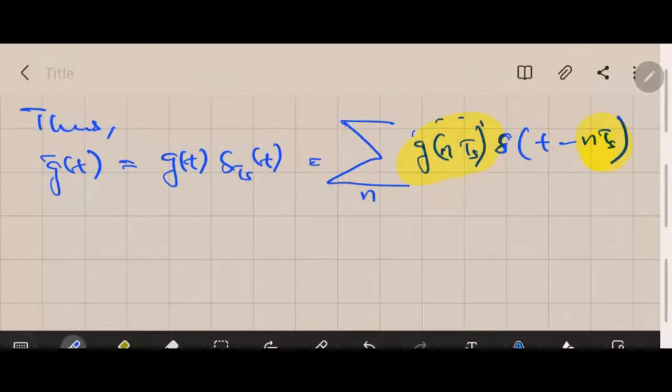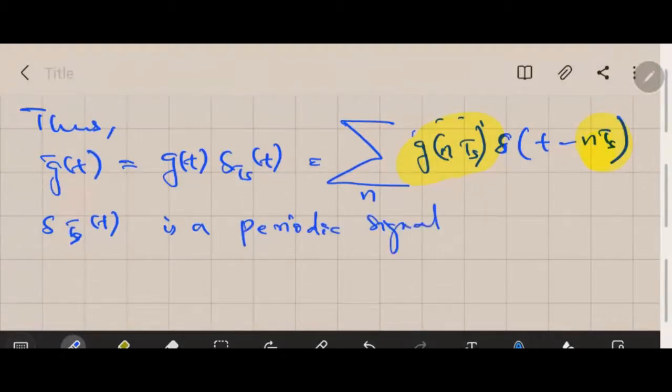Now we want to expand this signal and visualize what is there in the spectrum of this signal. Here, if you see, this delta Ts of t, this impulse train, is a periodic signal. What is the period of this periodic signal? The impulses are occurring every Ts seconds, so their period is Ts.